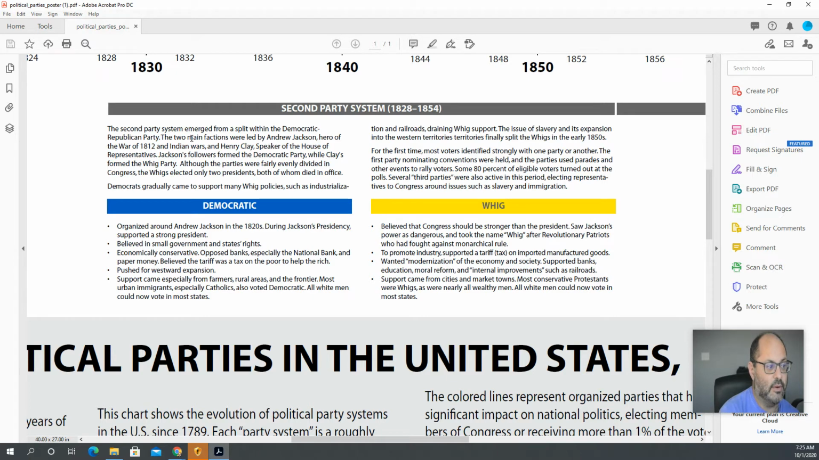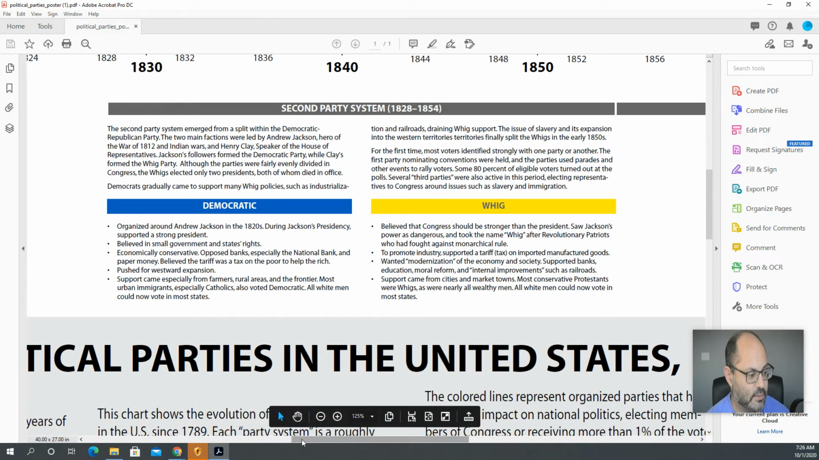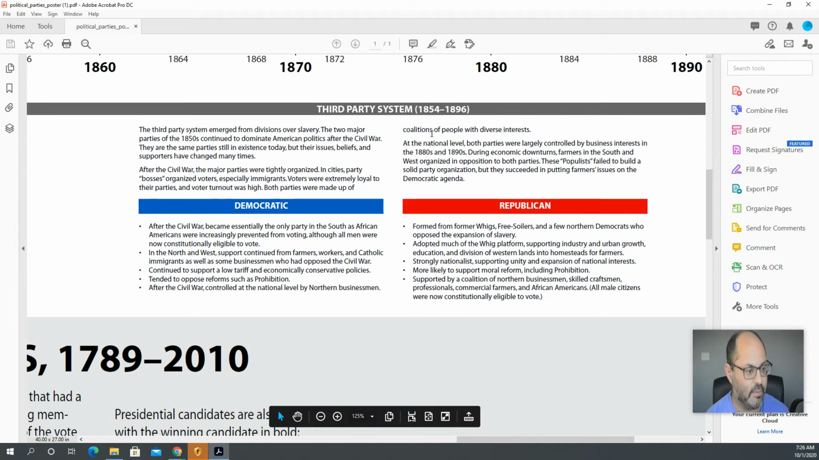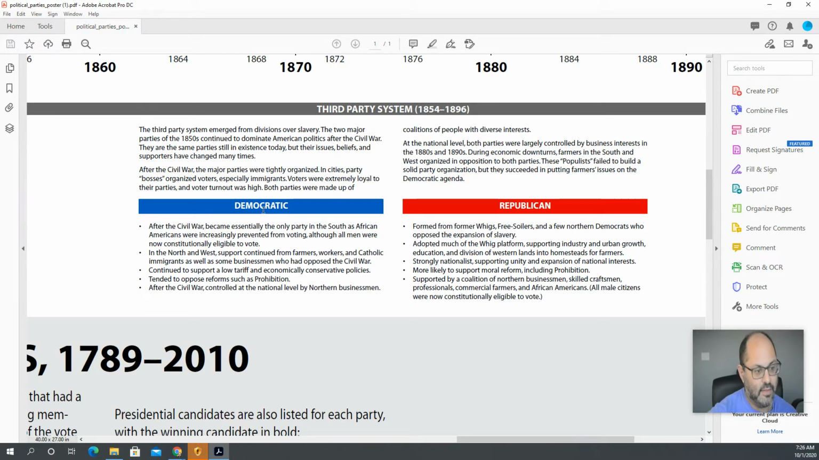The Whig policies were typically different, such as industrialization, railroads, and the issue of slavery and the expansion to the Western territories, which finally split the Whigs in the 1850s. So slavery takes the Whig Party and creates the Democratic Party and the Republican Party. The Democratic Party was the party that supported the institution of slavery, and the Republican Party's leader eventually really is Lincoln. So the issue of slavery dividing the country split it so that the Democrats were in the South and the Republicans were more in the North.